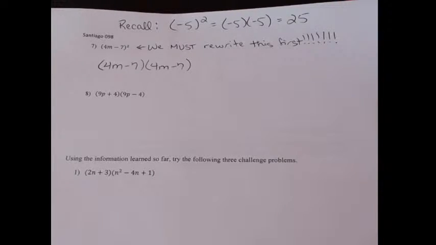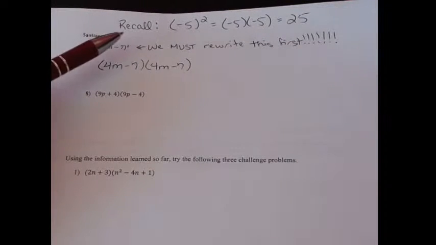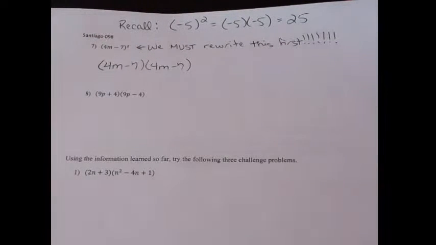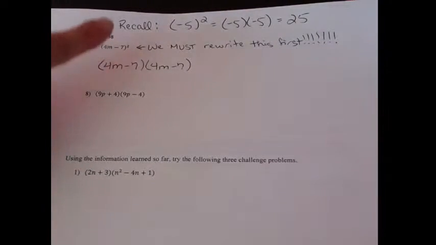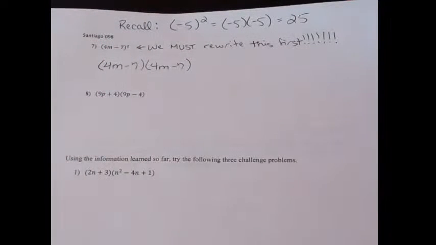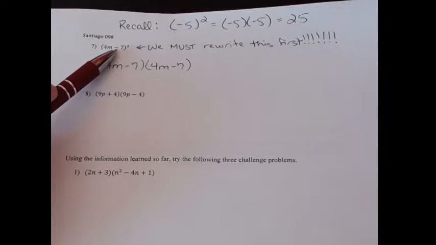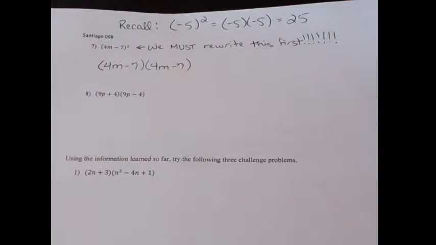Then we can distribute. It is not enough to say, oh, let's just square each term. That power rule only applies to monomials. You cannot take a binomial, raise it to the second power, and just square each term and say, oh, this is just 16m squared and this is just a positive 49. No, no, no, no. I'm going to prove to you why that doesn't work.